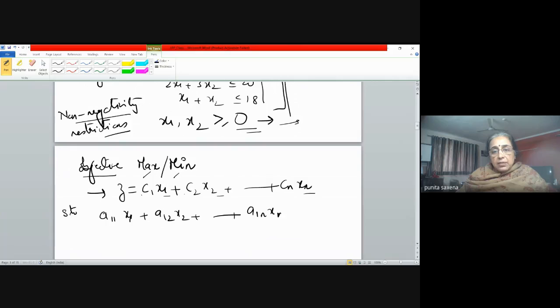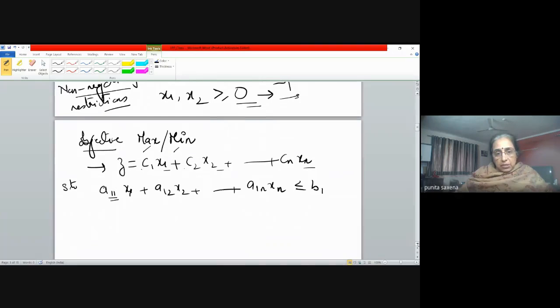Plus A1n Xn less than or equal to B1. So basically A11 would stand for the per unit requirement of the first resource to the first decision making variable. Okay. Similarly, A12 stands for the requirement of the first resource for the second decision making variable, and similarly A1n. And what is B1? B1 is the availability of the first resource.